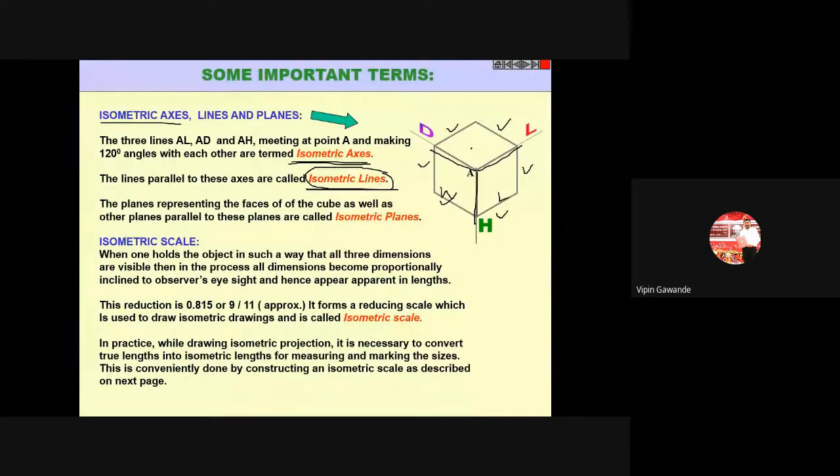Now, after drawing these isometric lines, we get planes. This is one plane, this is the second plane, and this one is the third plane. We call these isometric planes. After drawing the isometric axes and isometric lines, we get the planes. Here three planes are visible, and the other planes are inside, not visible to us. So there are 6 planes in total, but only 3 are visible: 1, 2, 3, and then 4, 5, 6. These are the isometric planes, obtained by drawing lines parallel to the isometric axes. So this you have to remember.